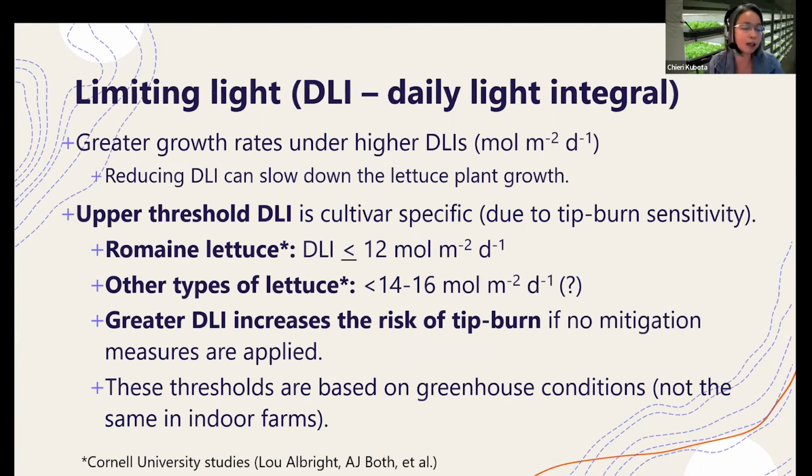All right, so limiting light. Great work was done at Cornell University. Lou Albright and AJ Both back then at Cornell did a lot of studies for tip burn management, and suggested thresholds you should avoid exceeding for this type of cultivar or that type of cultivar. It's very useful. So for example, for romaine lettuce, I believe 12 moles per square meter per day is a suggested threshold. And for other types of lettuce, not exceeding 14 or 16 is a good idea.